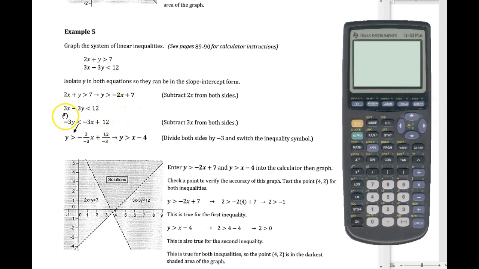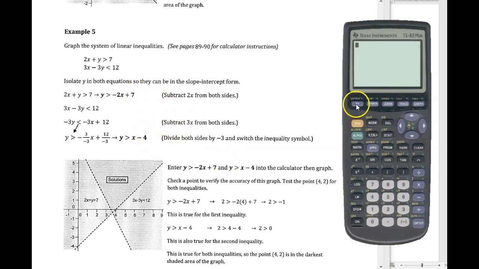The second one, we want to start by subtracting 3x on both sides. So then we have negative 3y is less than negative 3x plus 12. And then we're going to divide both sides by negative 3. And when we do that, we need to switch the inequality symbol. So we'll end up with y is greater than negative 3 divided by negative 3x plus 12 divided by negative 3, which simplifies to y is greater than positive x minus 4. So these are the two inequalities we're going to put into the graphing calculator.